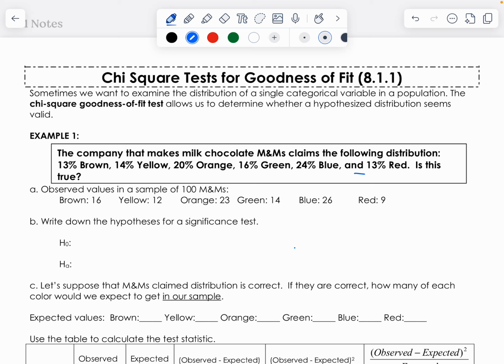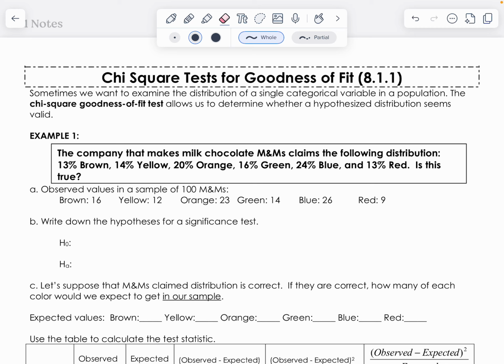And so our first example today says the company that makes milk chocolate M&Ms claims the following distribution. So it gives us a distribution for colors for each M&M. And we want to know, is this distribution true? And so we observed a sample of 100 M&Ms and recorded the number of each color that were represented in our sample. And so this means the sample percent for brown was 16. Well, it was supposed to be 14 according to the claim. In our sample, percent for yellow was 12. Yellow was 14, brown was 13. So you can sort of see where we're headed here.